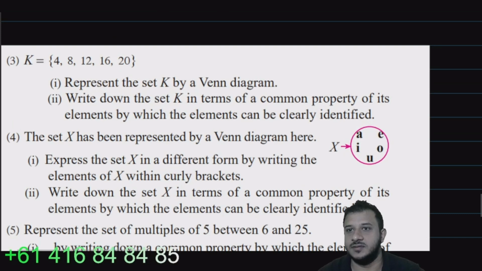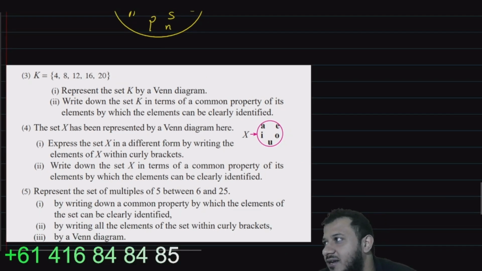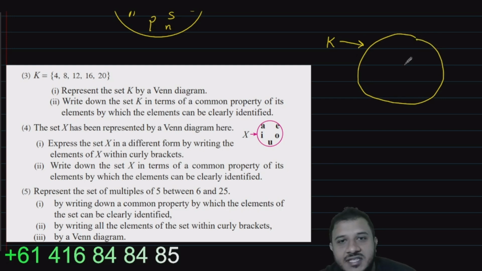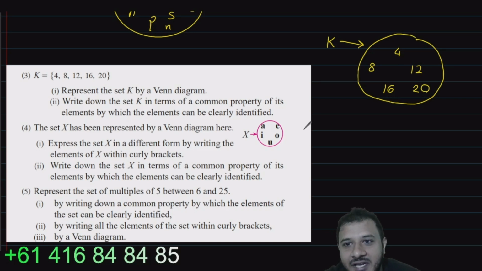Okay, here we go. So K equals 4, 8, 12, 16, 20. Represent K in a Venn diagram. So what should I do? I will write down K and an arrow. Always remember it's an arrow here in Venn diagrams. And then I will draw a small circular shape and write down the elements here. What are the elements we have? Yeah, 4, 8, 12, 16 and 20. That's it. Got it, everyone?